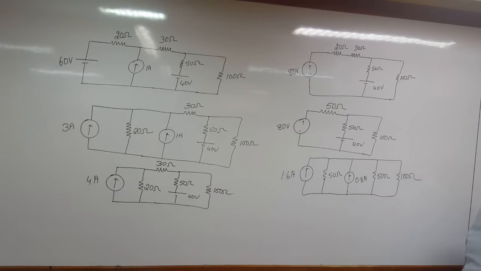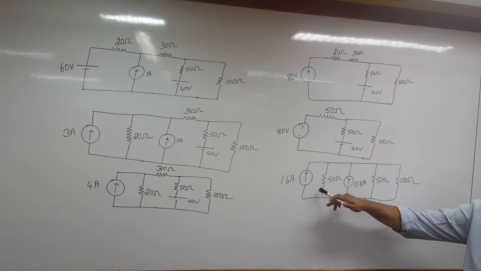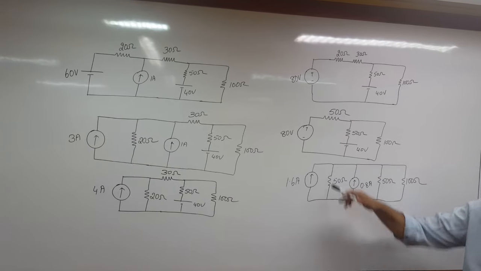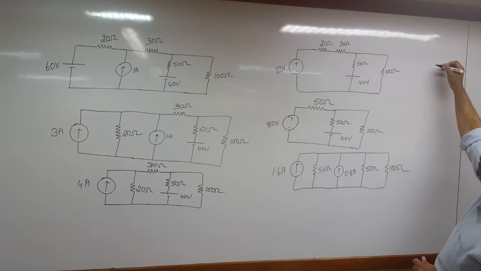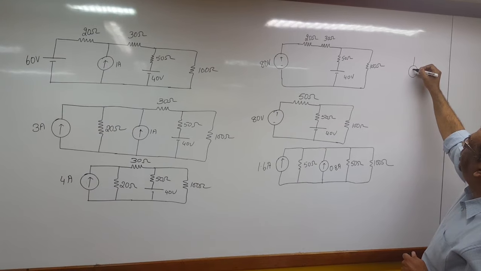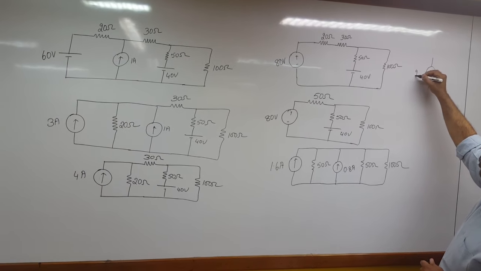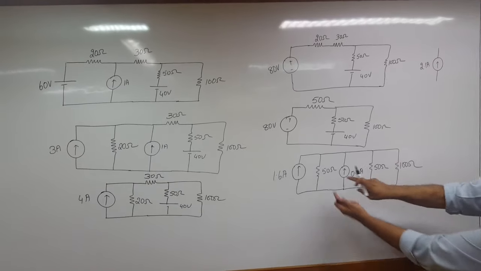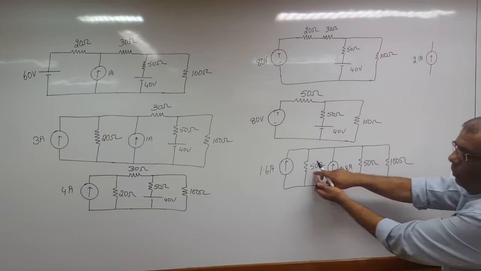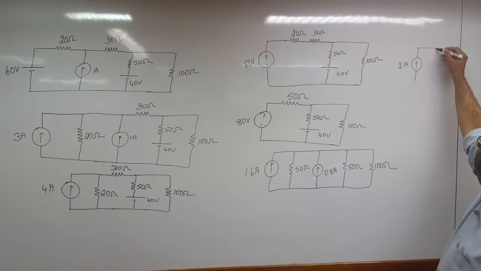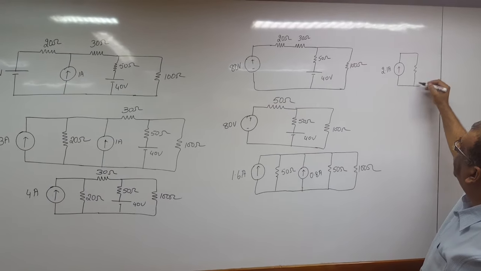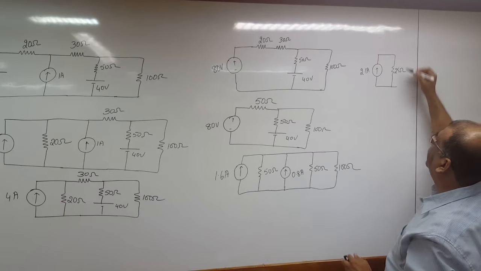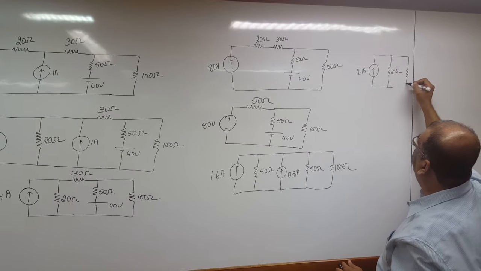Now again in this circuit we can see 1.6 and 0.8 in parallel with each other. They both are in the same direction. That gives me one current source of the value 2.4 amperes. 50 and 50 are also in parallel with each other. So that gives me one resistance of 25 ohms. And of course, the 100 ohm resistance remains as it is.